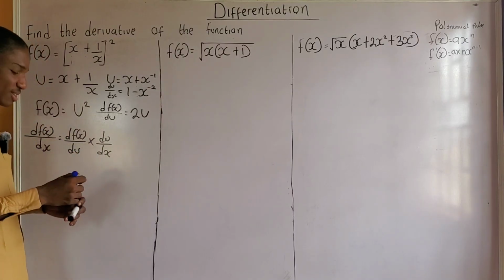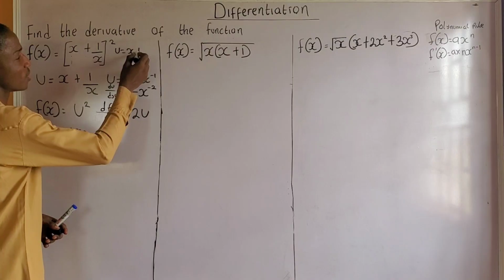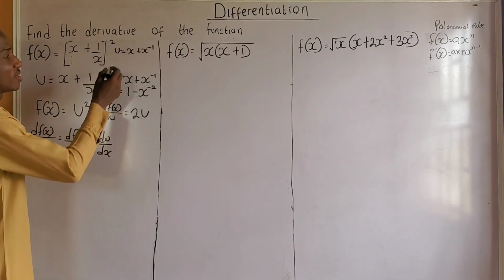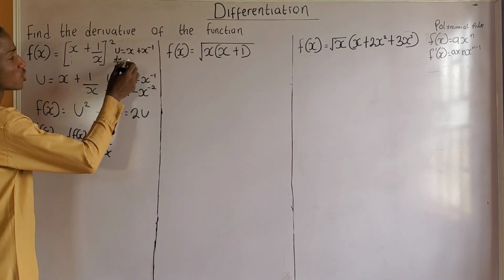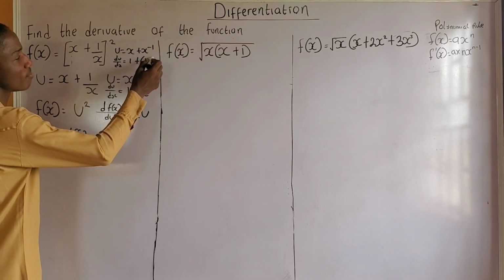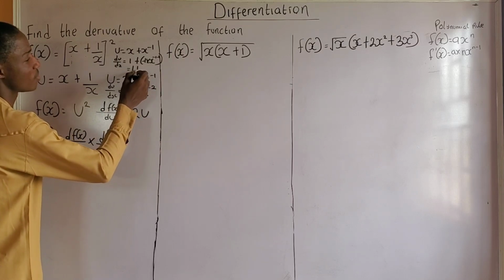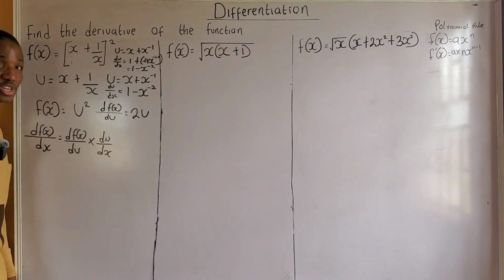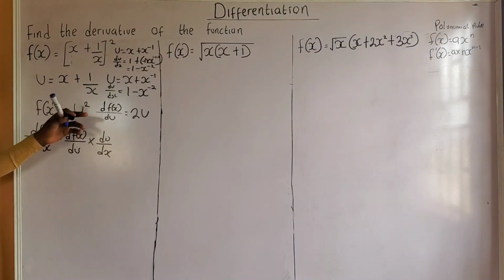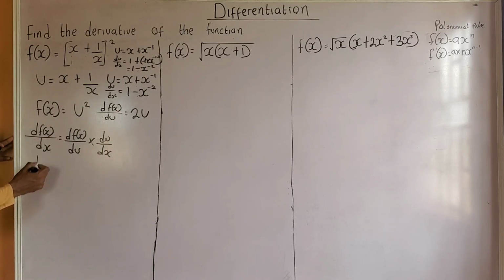Are you getting it? If you didn't understand, listen. u equals x plus x raised to the power of -1. The derivative of u with respect to x will be equal to 1 plus -1 times x raised to the power of -1 minus 1, right? So this will give me 1 minus x raised to the power of -2, which is still the same. Do you understand? Okay, now having gotten the derivative of u with respect to x and the derivative of f of x with respect to u, we can proceed as follows.